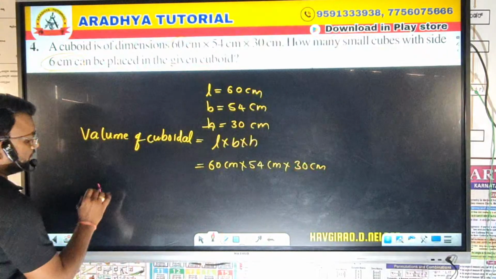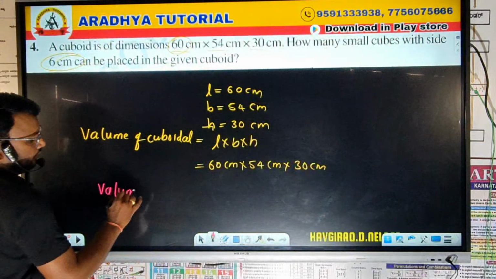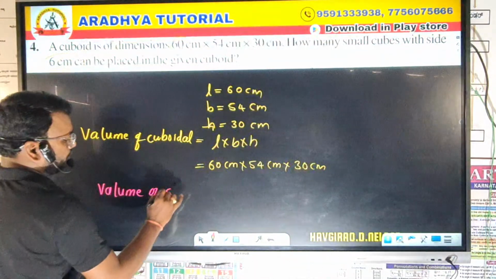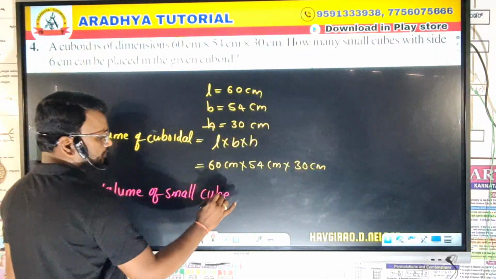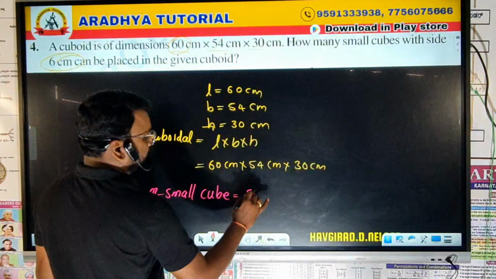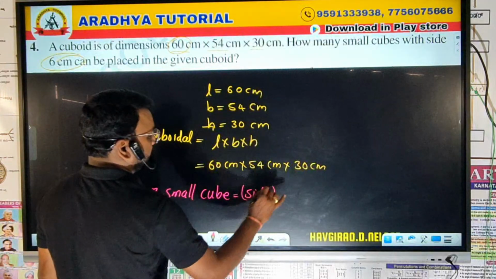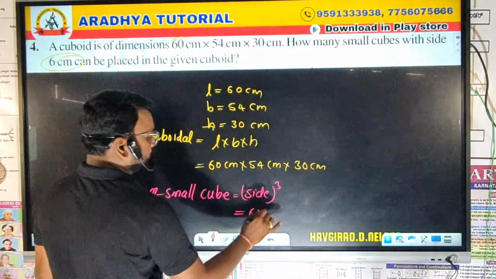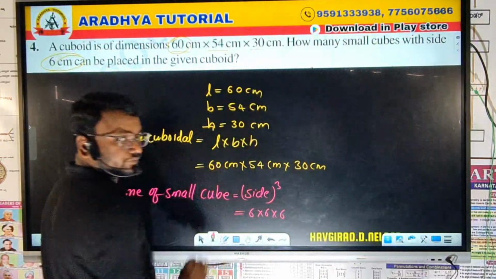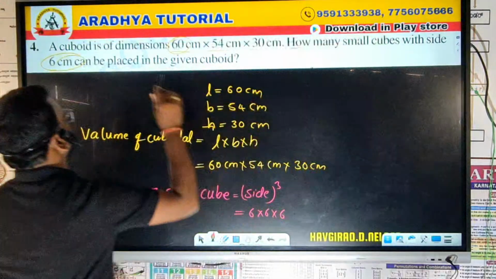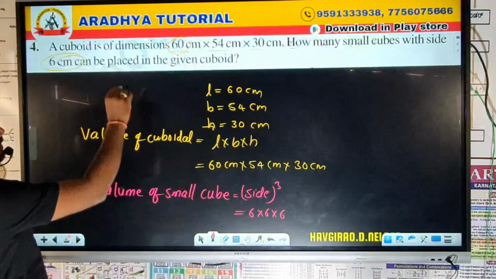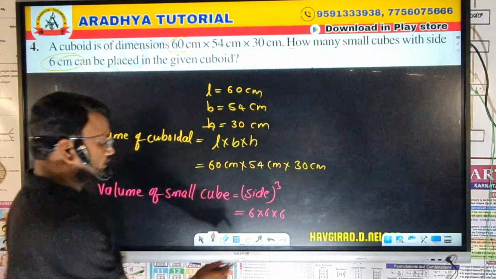Afterwards, volume of small cube. Volume of small cube is side cube, the formula is there. Here 6 into 6 into 6. What they ask: how many small cubes with the side 6 centimeter can be placed in the given cuboid?